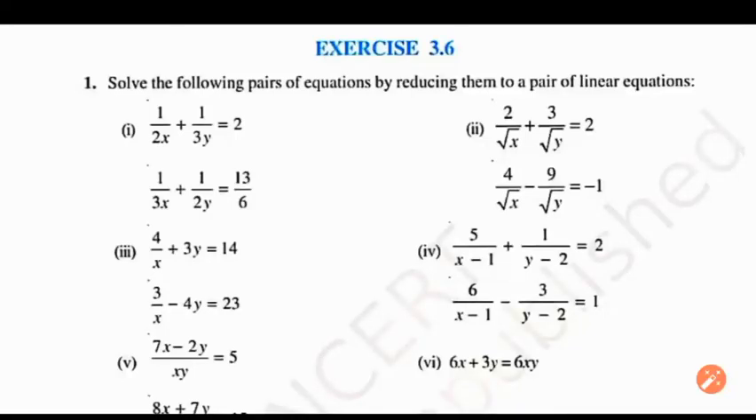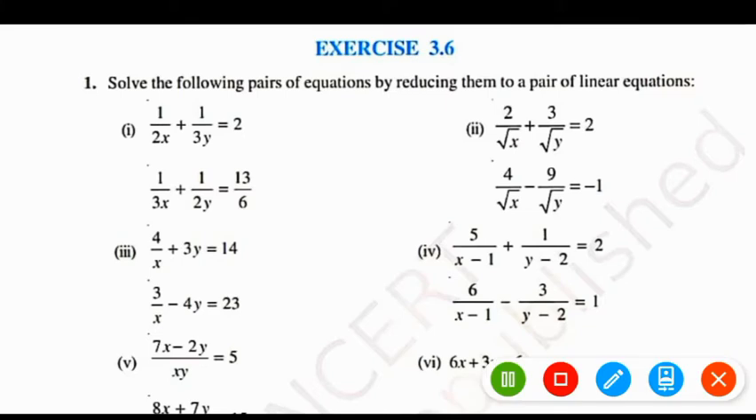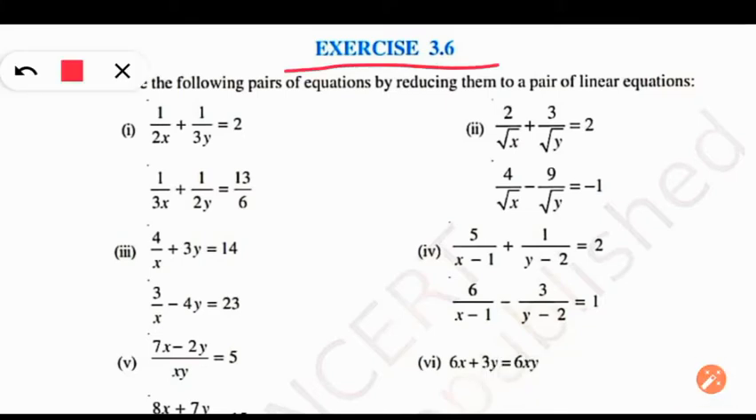Welcome students. We have started one chapter, namely pair of linear equation in two variables, which is chapter number 3 of your book, right? And we have solved till exercise 3.5, and we came to know about how to frame pair of linear equation in two variables, how to solve pair of linear equation in two variables by different algebraic methods, such as method of elimination, method of cross multiplication, and method of substitution, right? So we have completed till exercise 3.5, and now we have the last exercise 3.6.